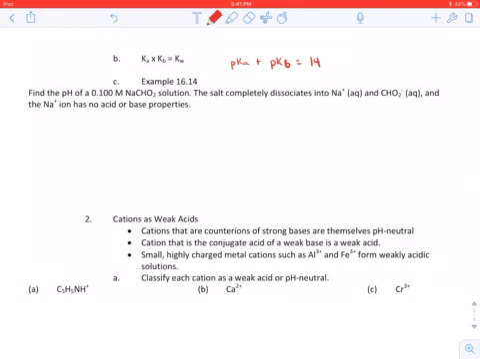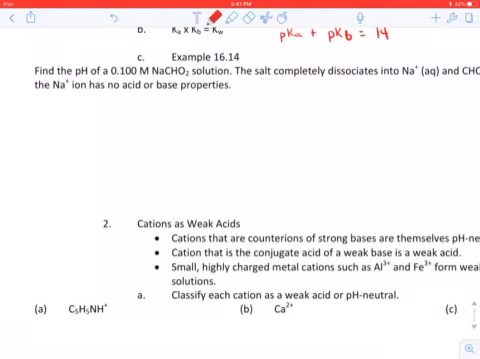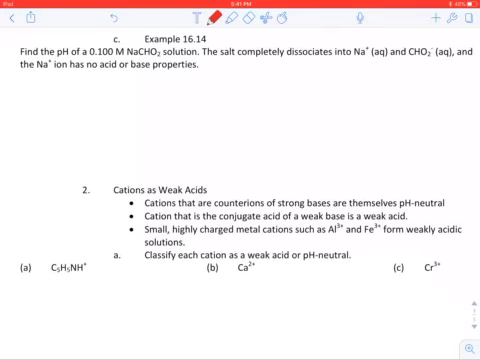Okay, so rolling on. This example says find the pH of a 0.1 molar NaCHO2 solution. The salt completely dissociates into Na plus and CHO2 minus, and the Na plus ion has no acid or base properties. So the first thing that we need to do is write our equation. We have NaCHO2, and it breaks apart completely, so only a one-sided arrow into Na plus and CHO2 minus. What we're interested in is not Na plus; we're actually interested in the CHO2 minus.